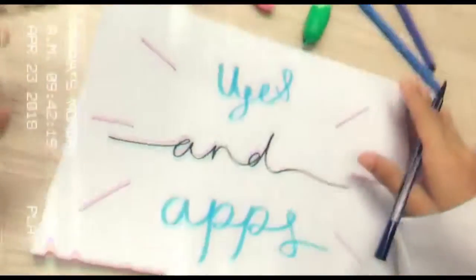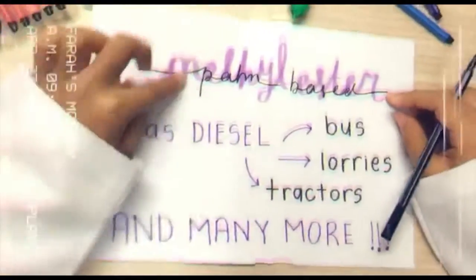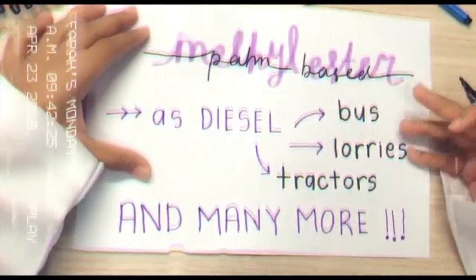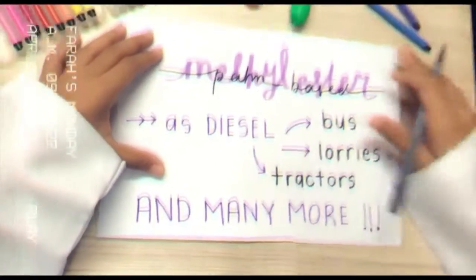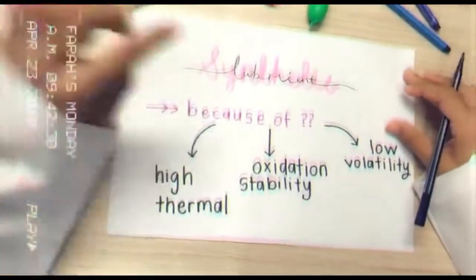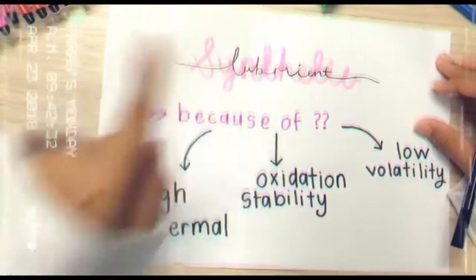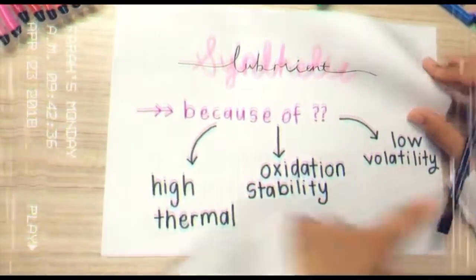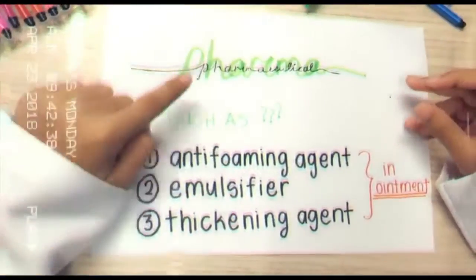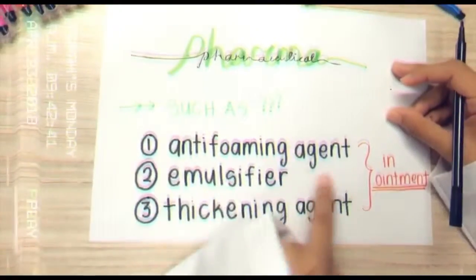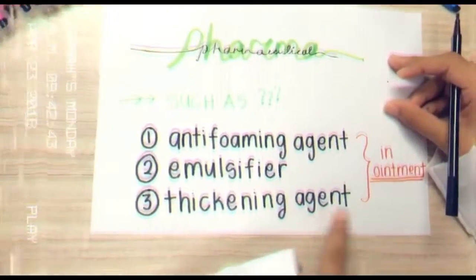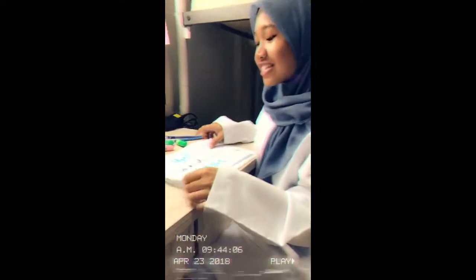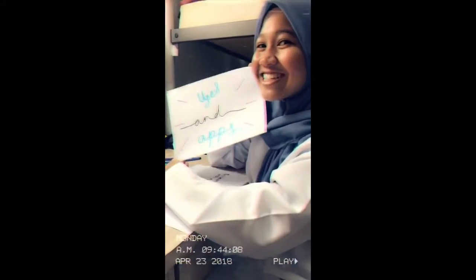Application for fatty ester. First, palm-based methyl ester, STCL for bus, lorries, tractors and many more. Second, synthetic lubricant because of high thermal, oxidation stability, low volatility. And third, pharmaceuticals such as anti-foaming agent, emulsifier, thickening agent in ointment. Okay, so that's all for uses and application for fatty ester.